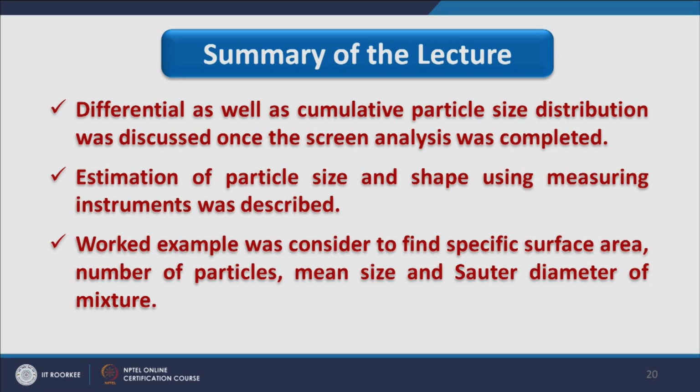So, the summary of this lecture goes as follows. First, differential as well as cumulative particle size distribution was discussed once we are having screen analysis data. Secondly, in this lecture we have discussed the estimation of particle size and shape using measuring instruments, and finally we have solved one example, and we have computed the specific surface area, number of particles, mean size and Sauter diameter of the mixture, and that is all for this lecture 5.